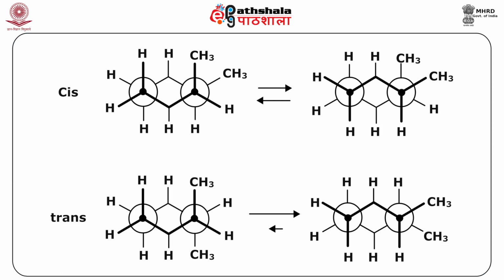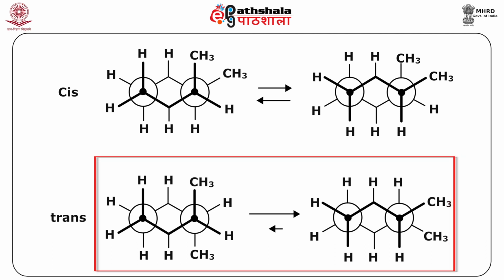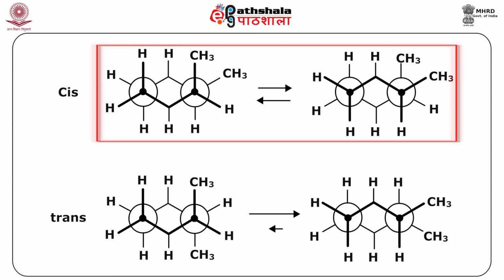The Newman projections of the chair conformations of cis and trans 1,2-dimethyl cyclohexane are shown in the figure, and we can see all kinds of interactions in this, whether it is gauche interaction or 1,3-diaxial interactions. We can very well see that they are anti to each other because one CH3 is pointing upwards and the other one is pointing downwards in trans configurations, and in cis configuration both the CH3 are pointing the same way.